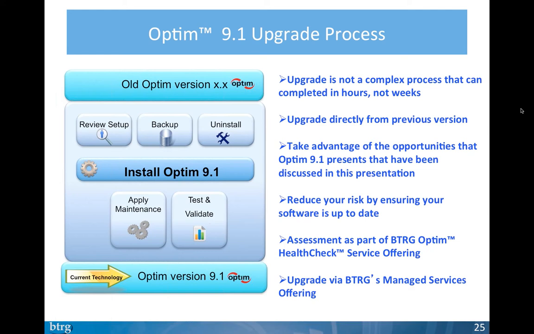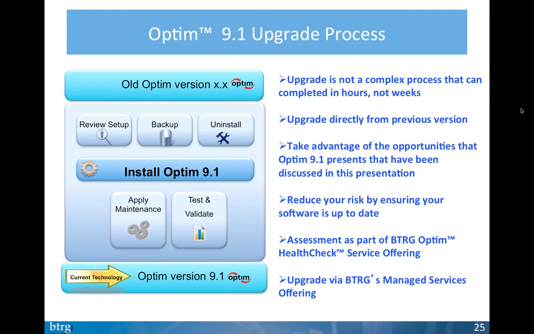So just moving on to the upgrade process itself. It is a very straightforward process to upgrade Optim, and Optim and IBM have done a fantastic job of backward compatibility, right? So you can upgrade directly from basically any previous version of Optim. I'm not sure what versions everyone is on out there, but no matter which version you are on, you have an upgrade path.